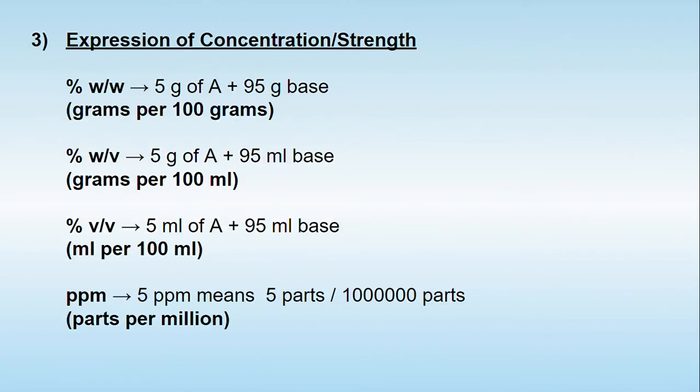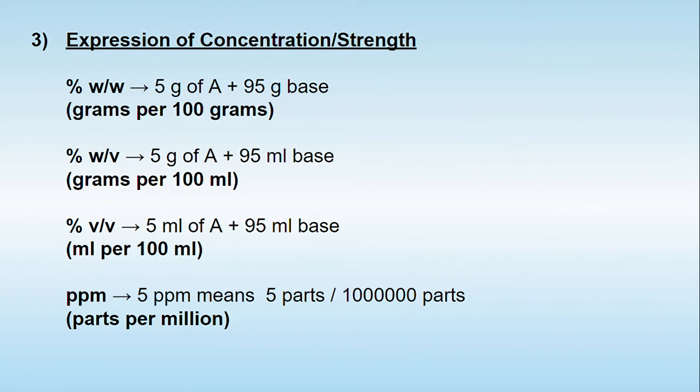The important thing is that we are going to express the different concentrations or strengths of a solution or mixture in different ways. These are the 4 ways. First, percentage weight by weight. It means grams per 100 grams. Why did I take the 100? Because it is a percentage, always the percentage, so I have to take the base as 100.